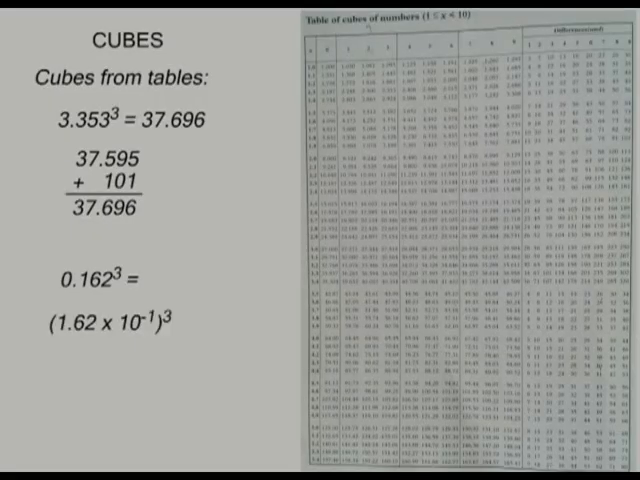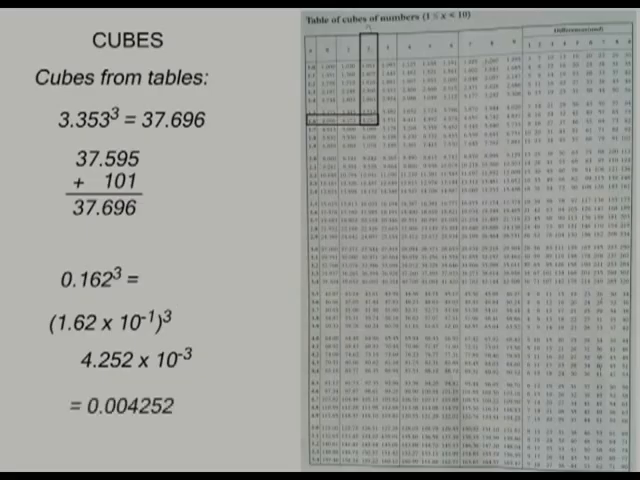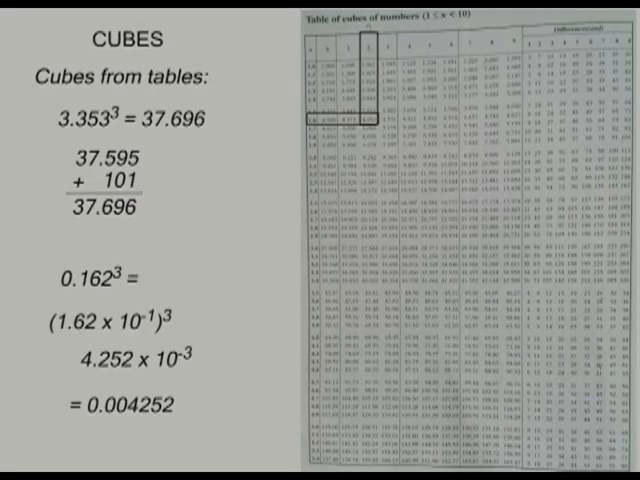The cube of 1.62, this is 1.6. The column of 2 coincides with this row here, and the number is 4.252. We do not have a third decimal place, and so we stop here. Cube of 10 raised to power negative 1 is 10 raised to power negative 3. And so our answer is 4.252 times 10 raised to power negative 3. You can leave it in this standard form or convert it to 0.004252. But I think the standard form looks more learned.